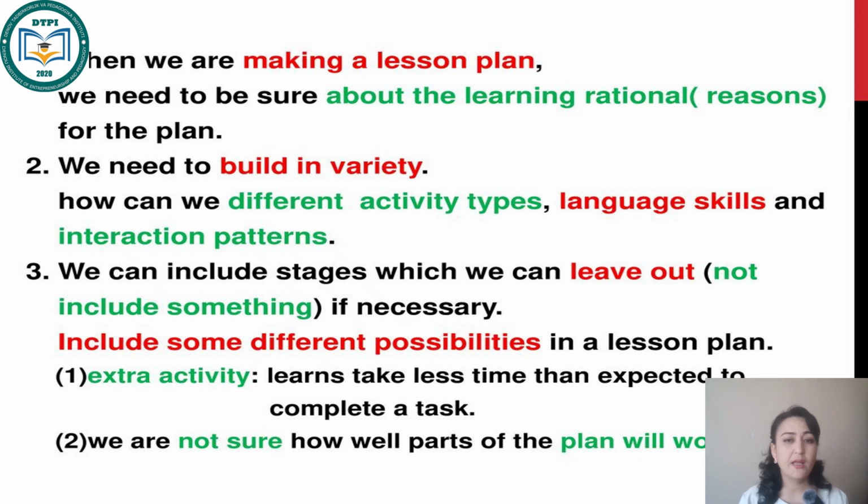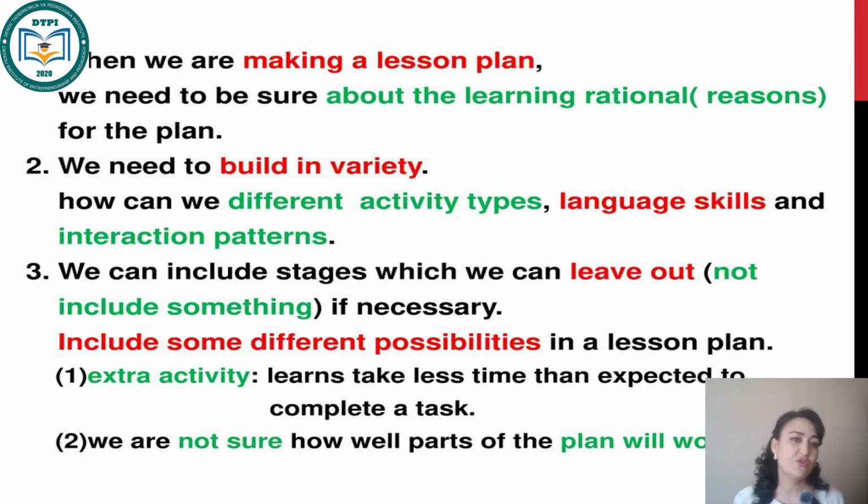When we're making a lesson plan, we need to be sure about the learning rationale. Reasons should be given for the lesson plan. We need to build in variety. Different activity types, language skills, and interaction patterns should be considered here. We can include stages, which we can also leave out, for example not including something if necessary. Include some different possibilities in a lesson plan.